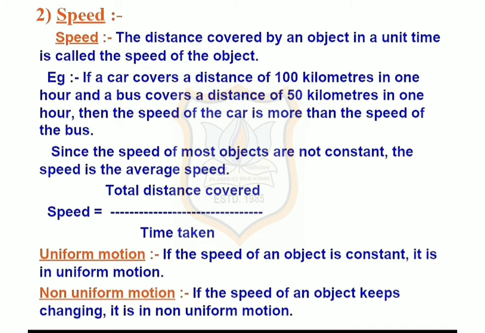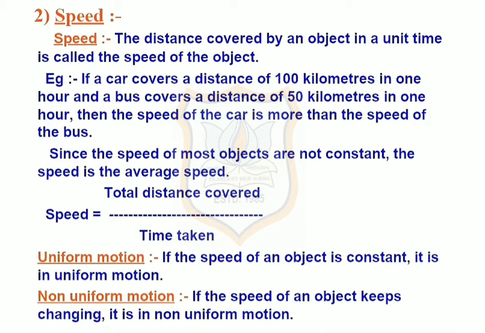The most convenient way to find out which of the two or more objects is moving faster is to compare the distances moved by them in a unit time. Thus, if we know the distance covered by two buses in 1 hour, we can tell which one is faster. We call the distance covered by an object in a unit time as the speed of the object.